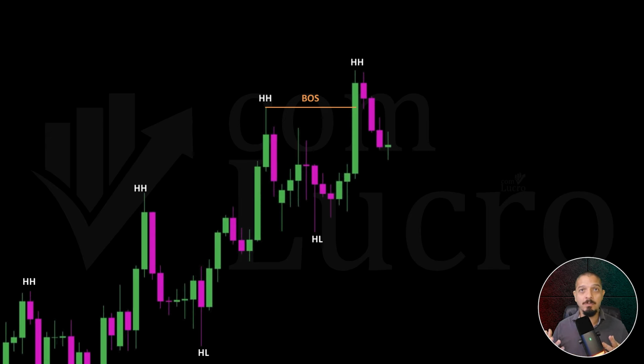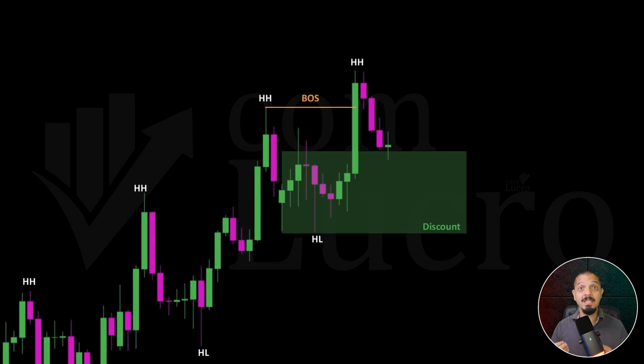Next comes premium and discount. Drawing from the swing low to the swing high, we can see that price is currently trading in the discount zone. This gives us a strong reason to look for buying opportunities. That is our second confirmation.